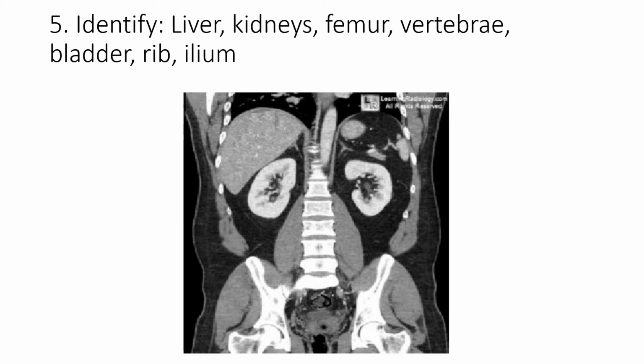All right. The bladder, we're going to have this big area down here. A rib, we can see the cut throughs of the ribs here. All the bones are nice and light colored. And the ilium is going to be this part of the pelvic bones, and here's where the femur fits in with the ball and socket.